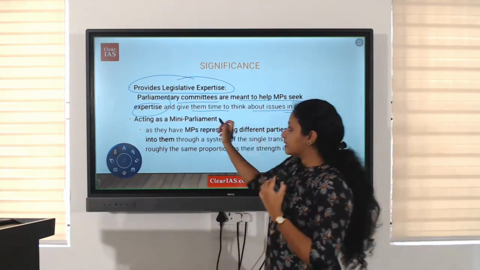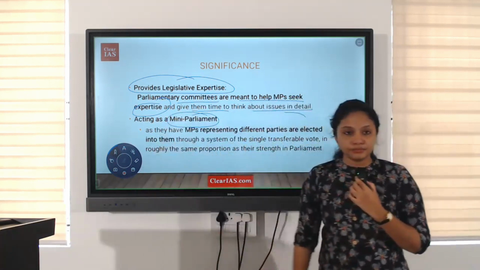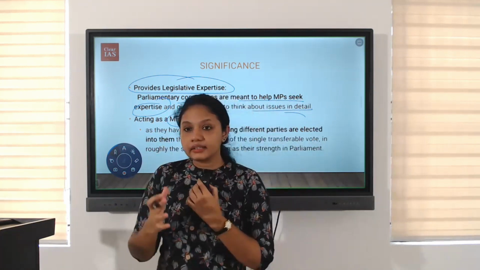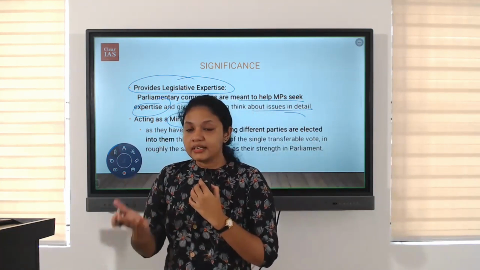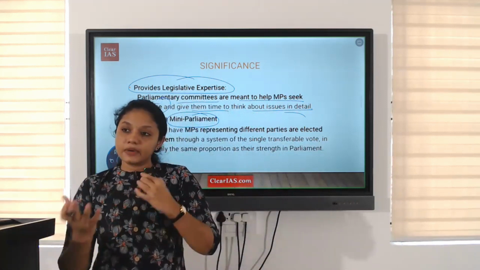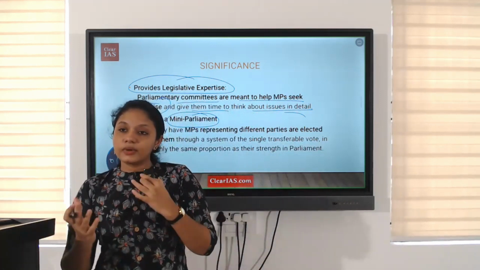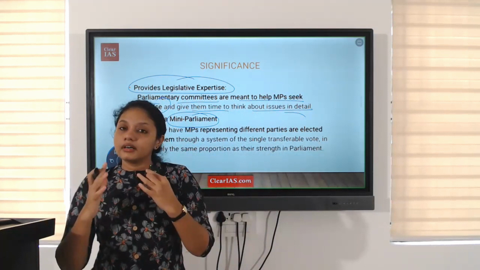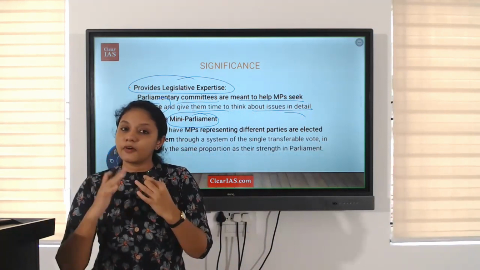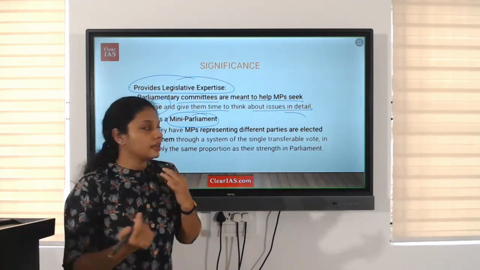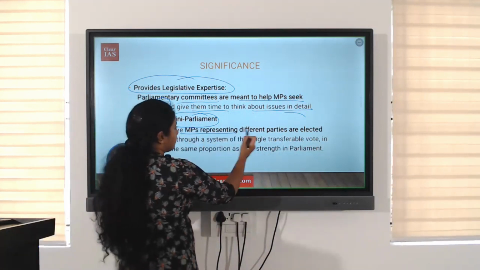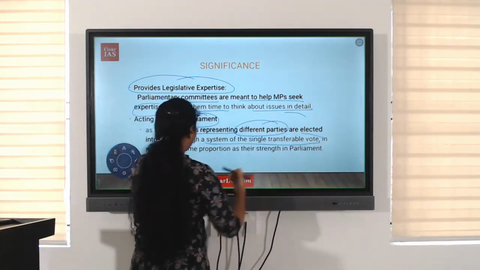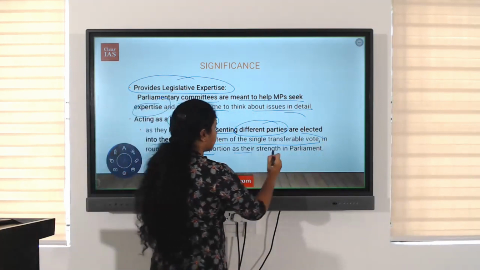Okay. Next one is they act as a mini parliament. How? Because we know that the members of the committees are the MPs themselves, right? Similar to those present in the House. So this one acts as a mini parliament in which debates happen in a similar way. Similarly, arguments take place for better advice. So MPs representing different parties are elected into them through a system of single transferable vote in roughly the same proportion as their strength in parliament.